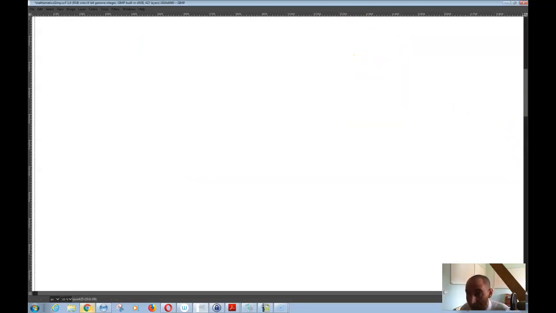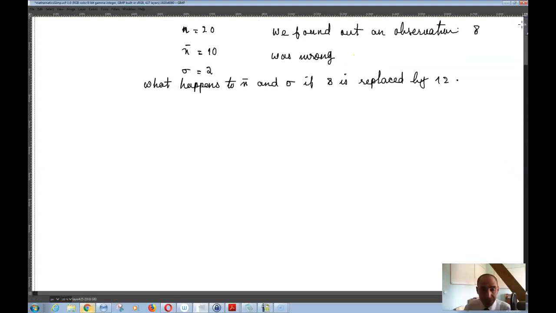Now to solve this problem, so we said that basically we had 20 observations, x bar was equal to 10, sigma was equal to 2, and we found out that one observation, 8, was wrong. So we switched this 8 with a 12, meaning that we took the 8 out, and instead we used the 12 in the observations. And then the question that we wanted to answer is what happens to x bar and sigma? How will they change if we switch 8 with 12, or if 8 is replaced by 12?